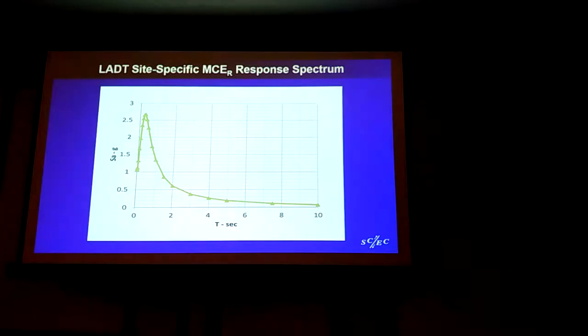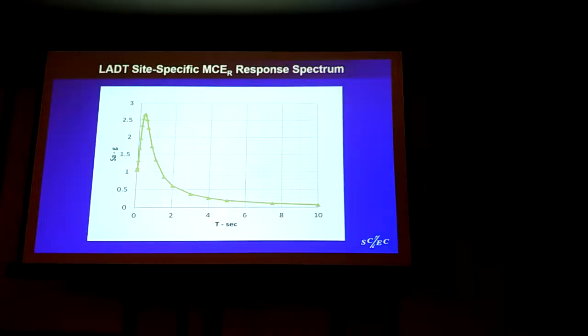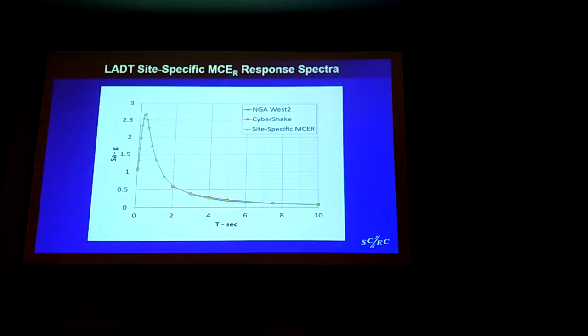And this is the summary page, the one-page output. There will be tabular values of this response spectrum, and this is what the response spectrum will look like. Nice and smooth. But of interest is, how did we get there from the two sets of results using the NGA-West2 equations and the CyberShake simulations? That result can be obtained by going to the detailed output, which also lists the tabular values from both methods and the weighted average. But you really can't see these differences very well.